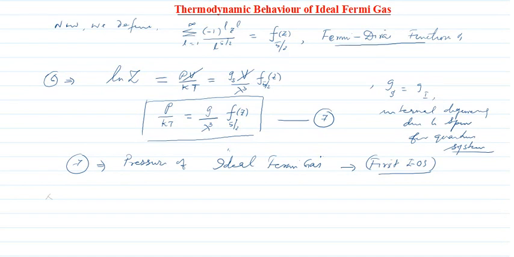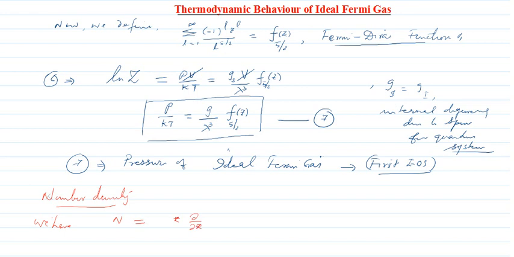So the number density. Instead of starting with number density, we will start with the number of particles. The general expression for N we have: N is equal to z dou by dou z.